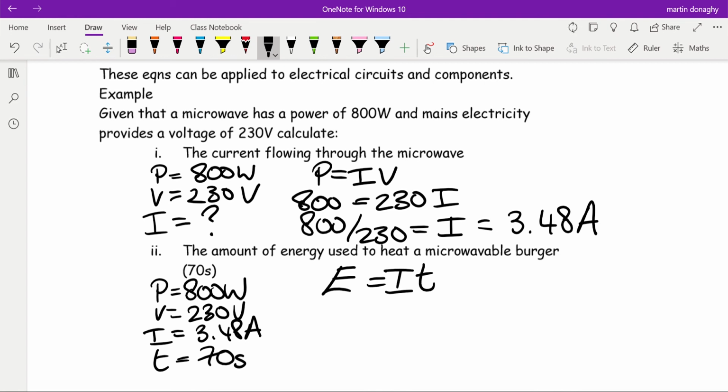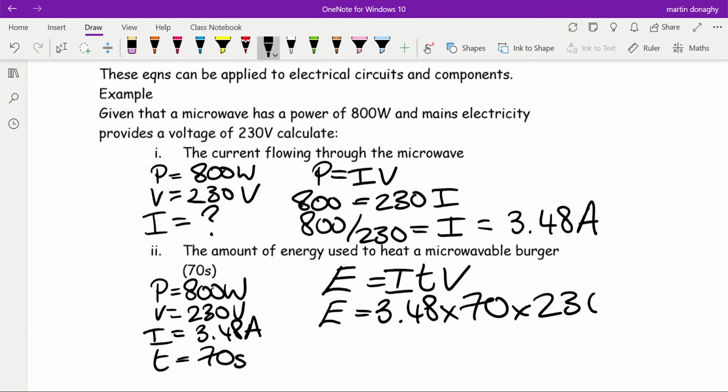equations that deal with solely electricity, let's use E equals ITV. So the electrical energy is equal to I, 3.48, times the time, 70, times the voltage, 230. Type that all into our calculator, and it gives us 56,028, and it is energy, so it is joules. Okay. So try the questions after this, and that's us wrapped up a big chunk of the electricity unit.